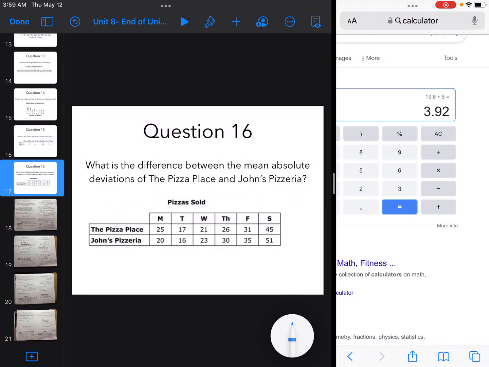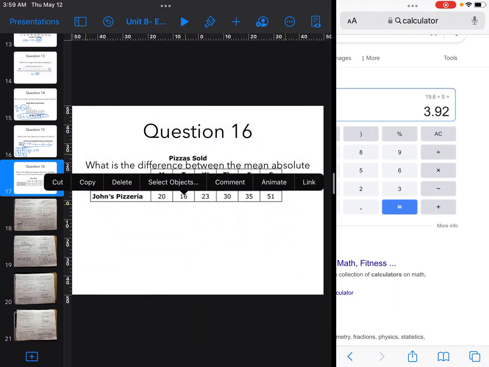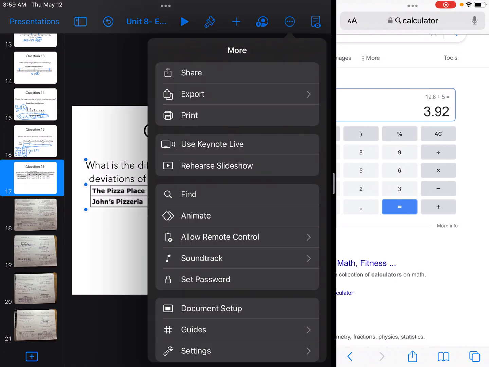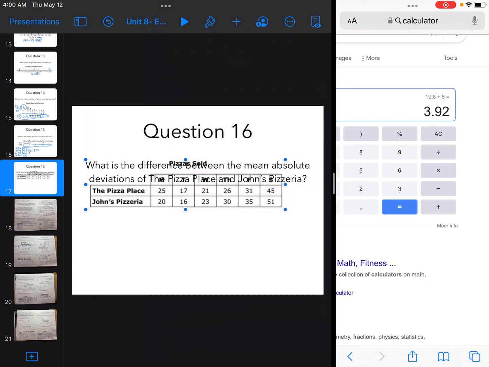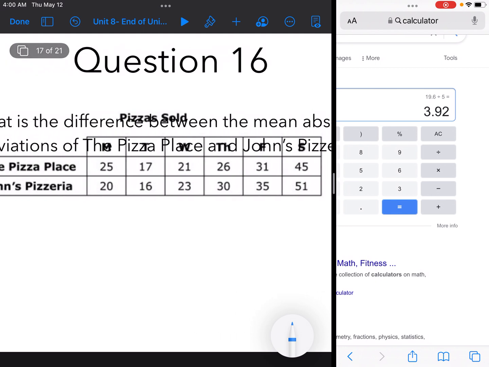All right, and then for the last one, what is the difference between the mean absolute deviations between the pizza place and John's Pizzeria? So again, I'm going to take these numbers and I'm going to find the mean absolute deviation. So it doesn't matter the order. It matters how far the numbers are apart. So I have 25, 17, 21, 26, 31, 45.